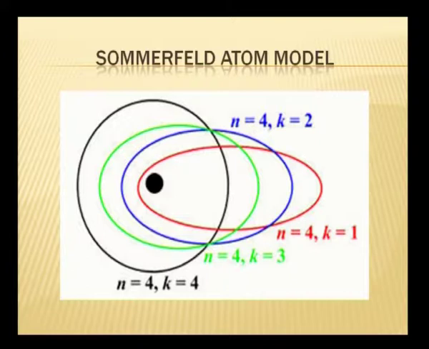Let me not go into the details, excepting for the fact that unlike in the Bohr atom model, where we had only one quantum number n, the principal quantum number, in the Sommerfeld model we have the principal quantum number n and also k. k is called the azimuthal quantum number.